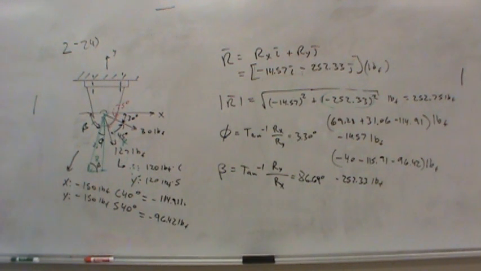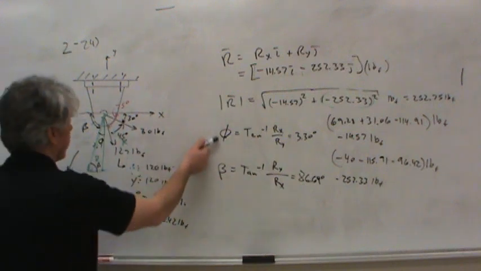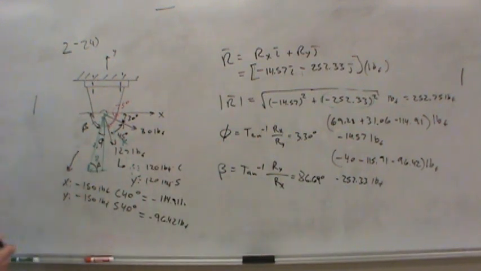Okay, so there it is. We know the magnitude of the vector. We know exactly what its direction is, measured relative to vertical or horizontal. Take your pick. And that's it. Of course, they didn't ask for this, but we gave it to them anyway. Any questions?